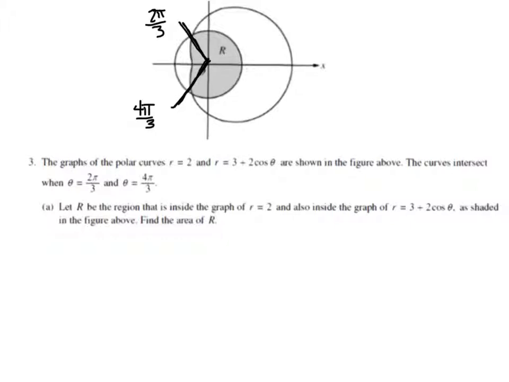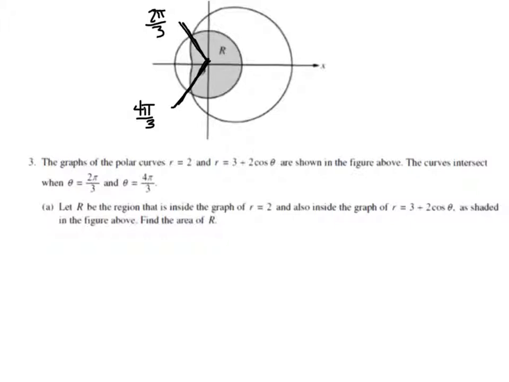Now it says let R be the region inside the graph as shaded. Find the area. Well, there are a number of ways you can do this. One way would be to find the area of the whole circle and subtract this piece out. Another way would be to find the area of the circle right in here and then add in this little piece there. Another way would be to find the area of this piece and then add in this piece. That would actually probably be the easiest. And then, of course, double your final answer.